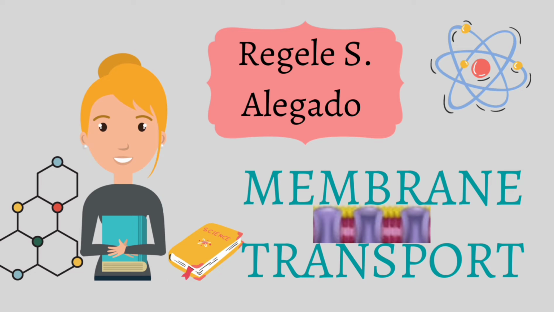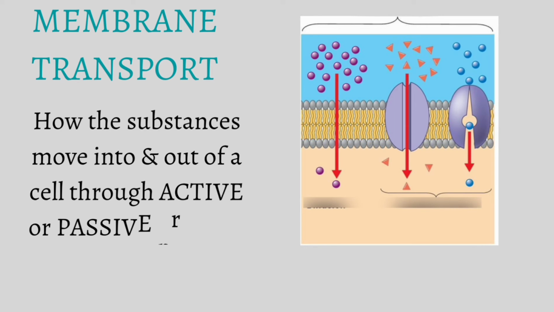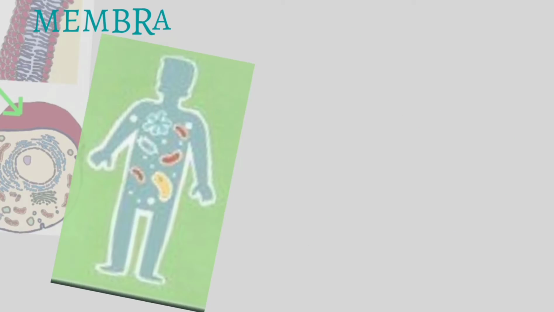Hi, it's Rogel Aligado. In this video, we will talk about membrane transport. It is how substances move into and out of a cell through active or passive processes. First, what is a cell membrane?